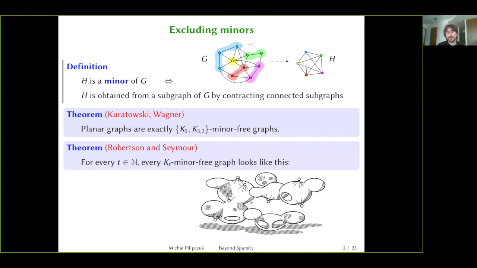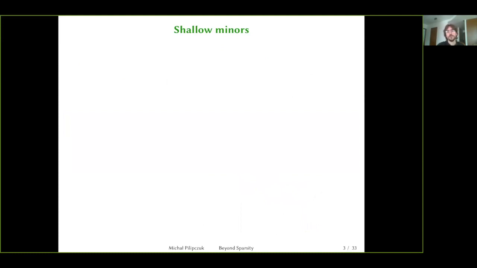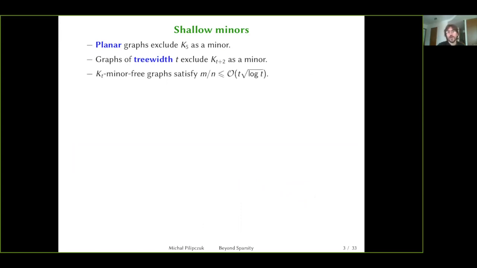So this is very nice. This gives us some interesting combinatorial theory of minor closed classes. And that extends some of our examples. Yes, so for instance, planar graphs exclude K5 as a minor. Graphs of treewidth t exclude K_{t+2} as a minor. And in general, excluding something as a minor also gives us a constant upper bound on the edge density, right?